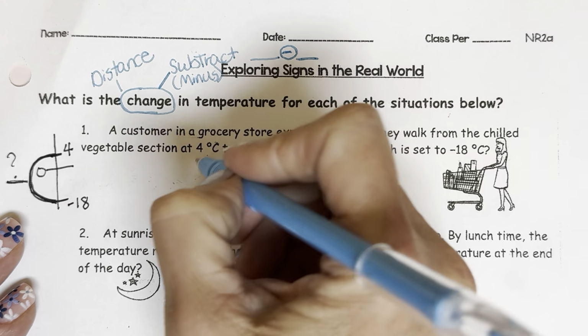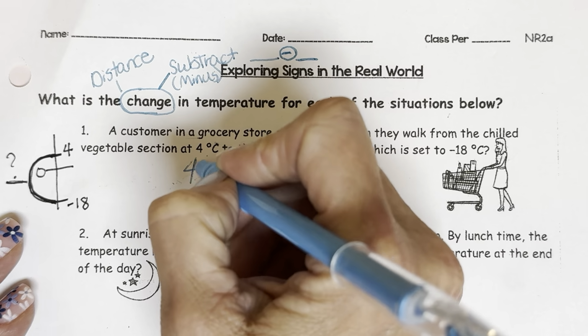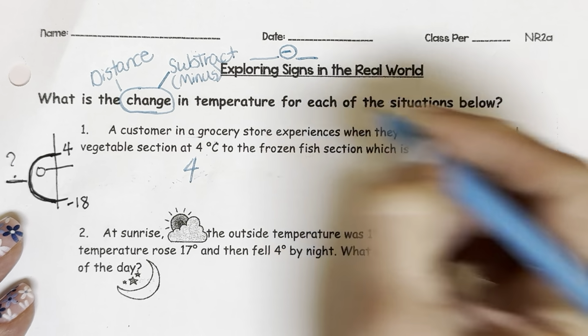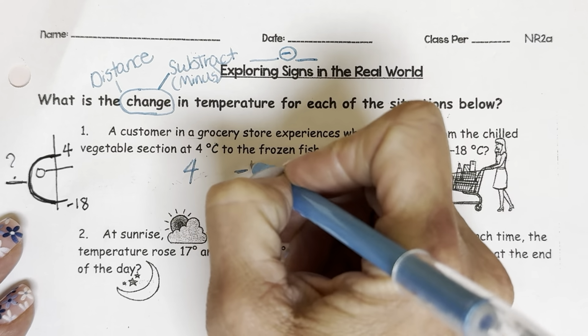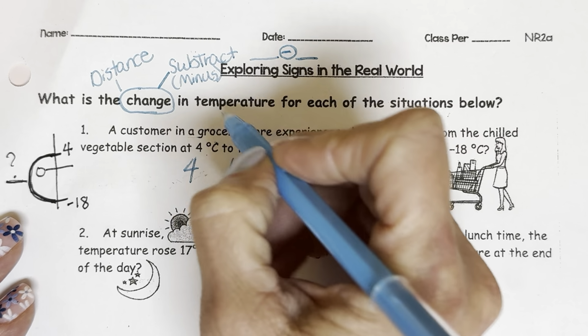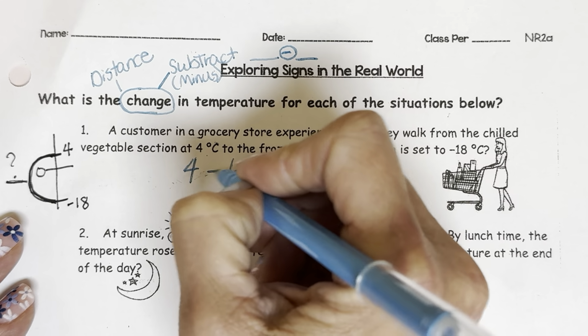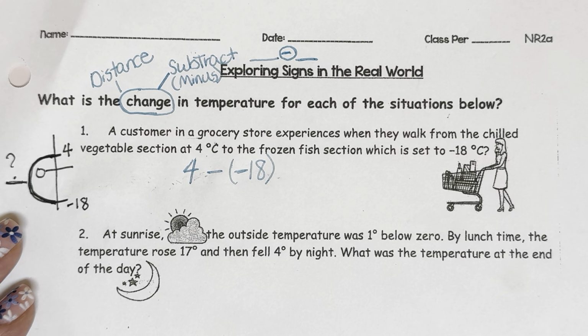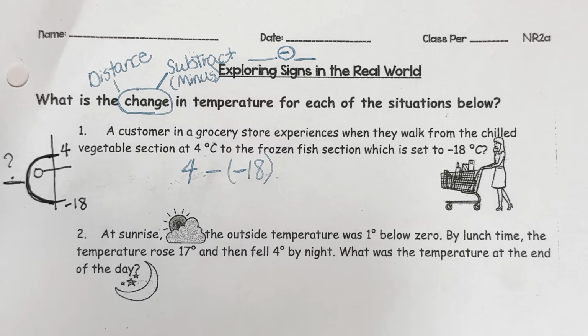All right, so 4 degrees, and we're going to a negative 18 degrees. And because it wants to know the change in the temperature, we've got to put a minus sign right there. Okay?